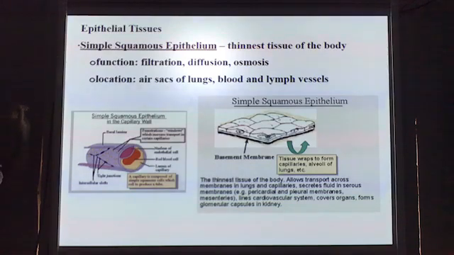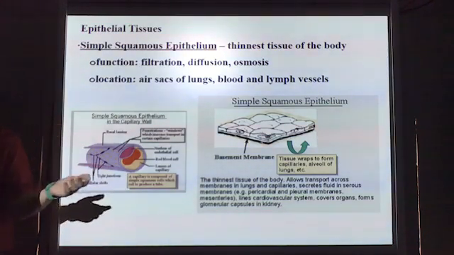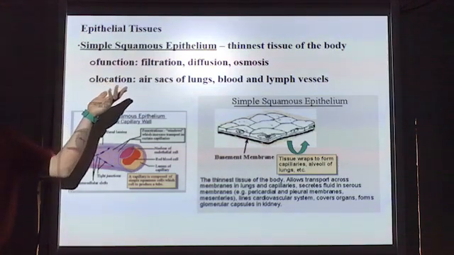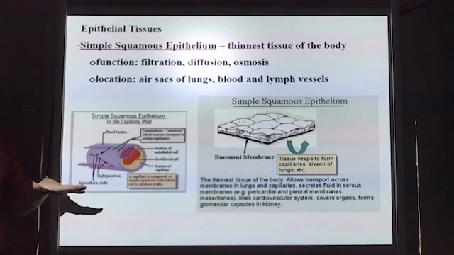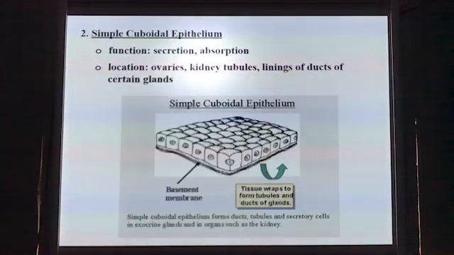You see its functions there. It filters things, it diffuses things. Osmosis is simply the diffusion of water. Hopefully you remember that from biology. Water moving from a higher concentration to a lower concentration. Or like in the air sacs of the lungs, it's diffusing air from the air you just breathe in into the bloodstream. Okay, so simple squamous epithelium.